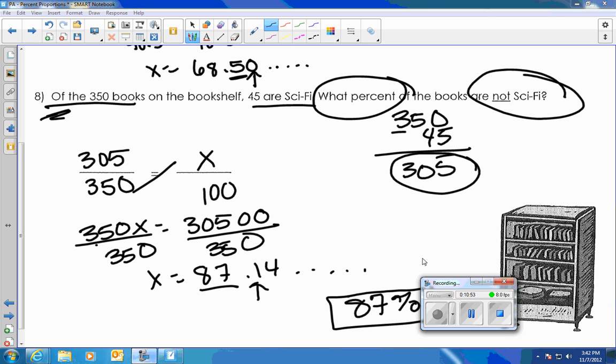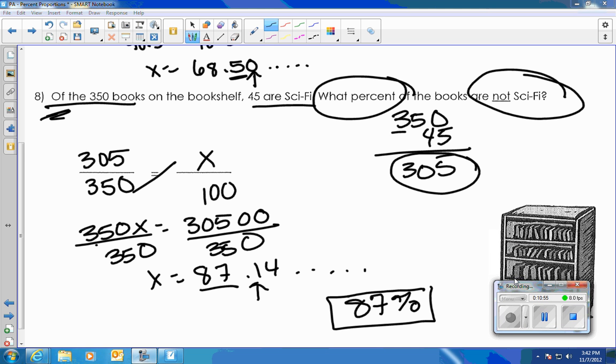All right, so that's just another way to solve problems involving percents. Of course, you can always do it the simpler way when the numbers are easier, but sometimes you might actually have to use a proportion.